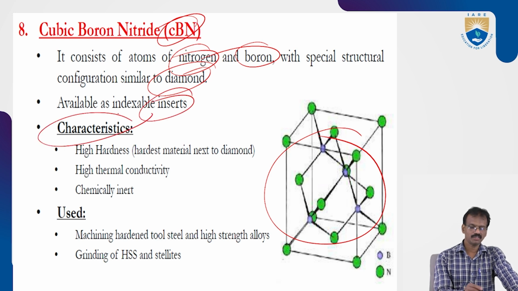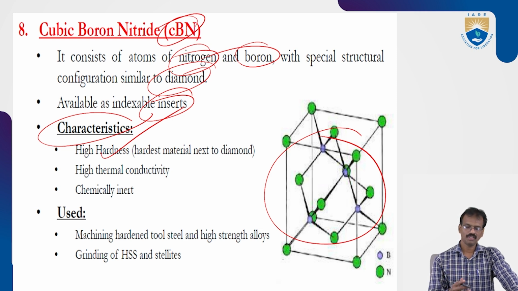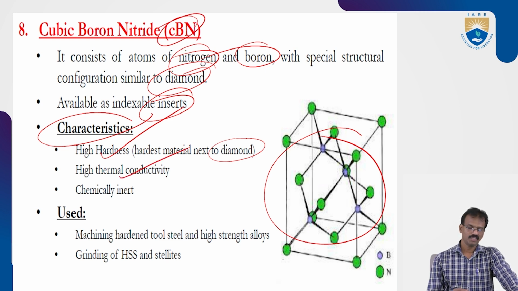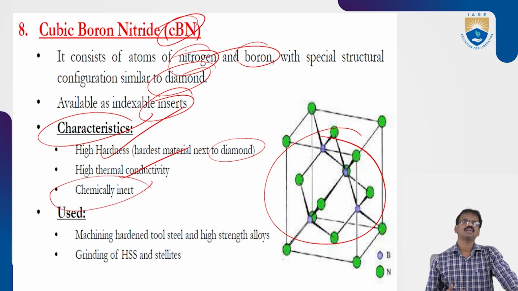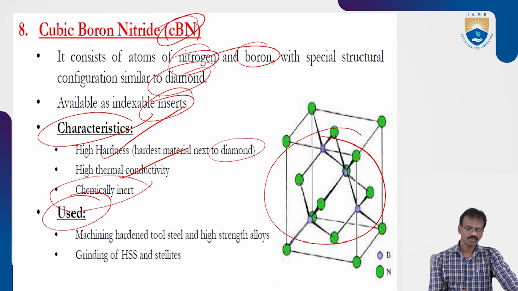The main characteristic of this one is very high hardness. It has good hardness, the material next to diamond. You know the diamond strength and diamond hardness are very high compared to other materials. Next, it also has good thermal conductivity, so good property. Next, it is chemically inert, so it doesn't mix with the other elements. Next, uses of this material.